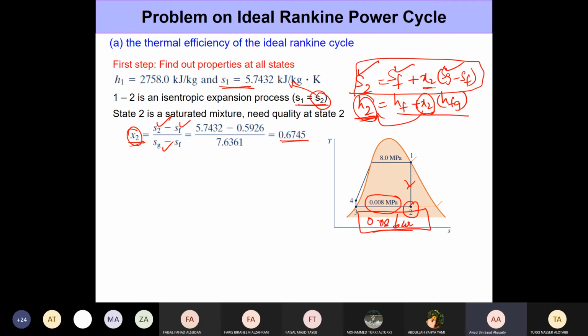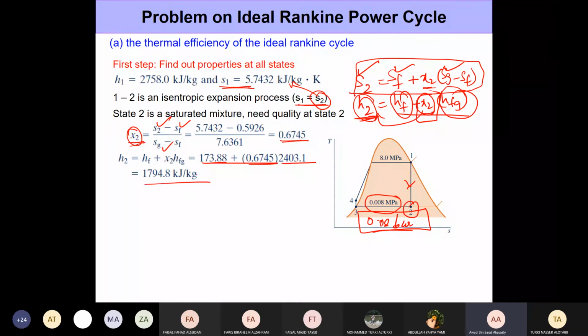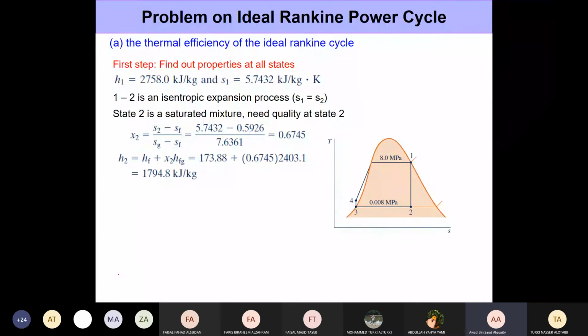So we just make use of this formula. Again, Hf and Hfg are known just from the knowledge of the pressure. We need to know the value of X2 to locate exactly what the enthalpy is, right? So we plug in the numbers and the Hf, the Hfg, the X2, and we get enthalpy at state 2. Okay, so that's great. Now we need enthalpy at state 3.